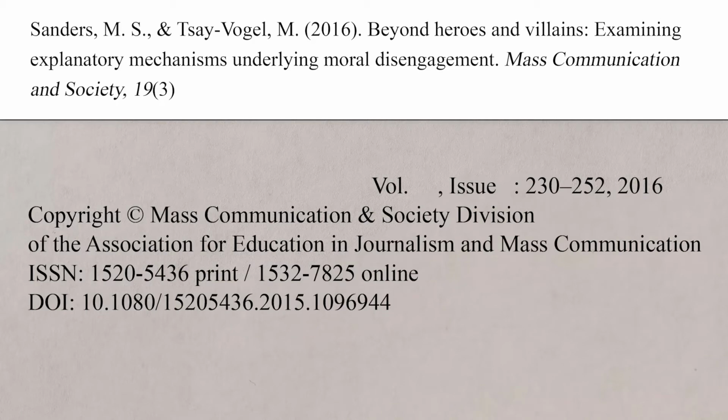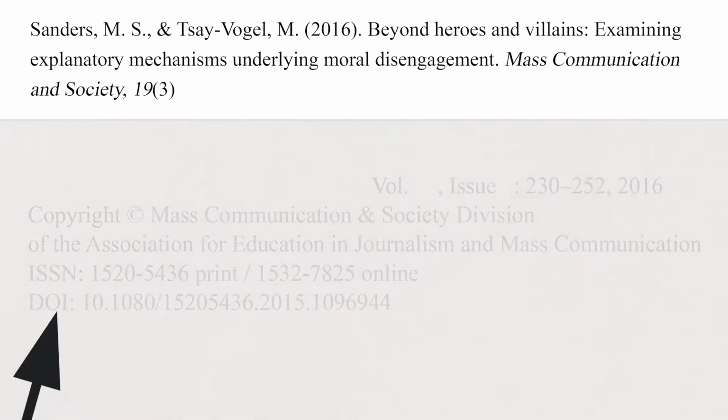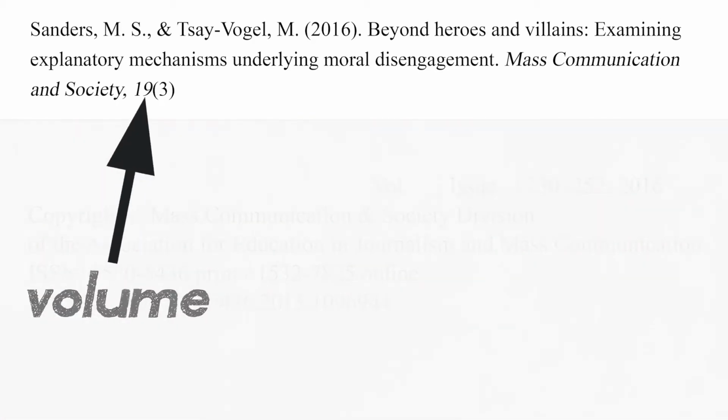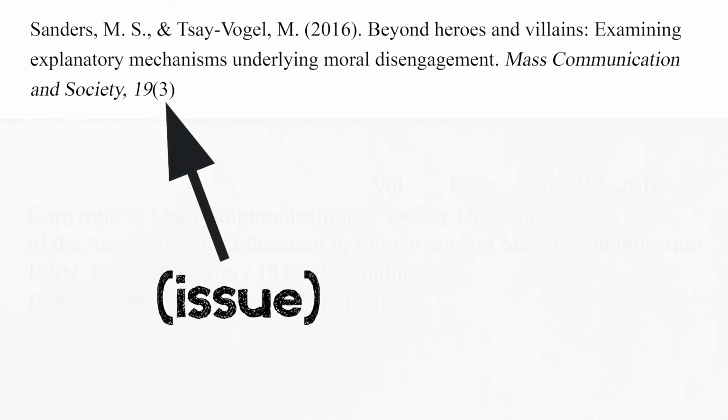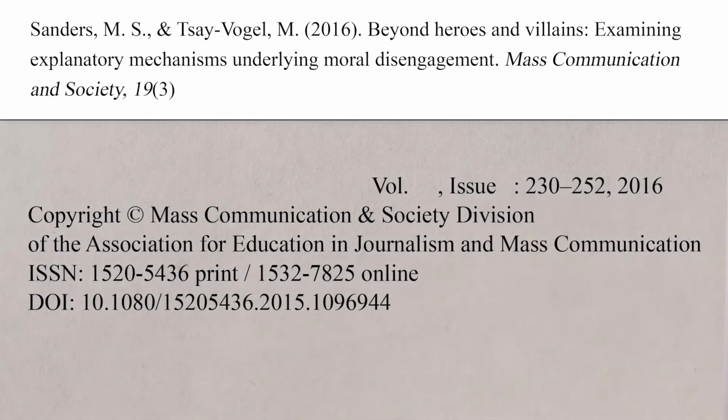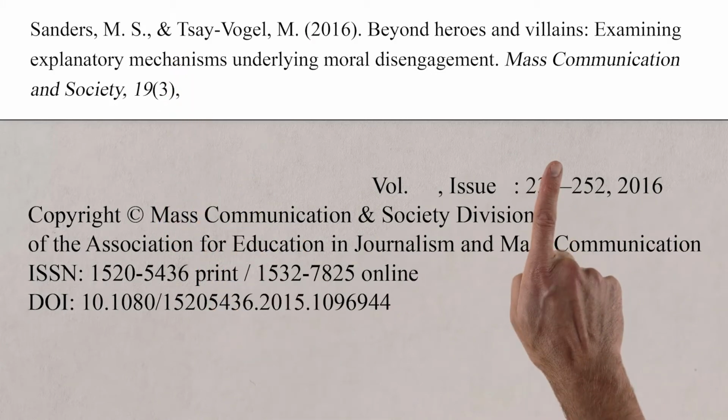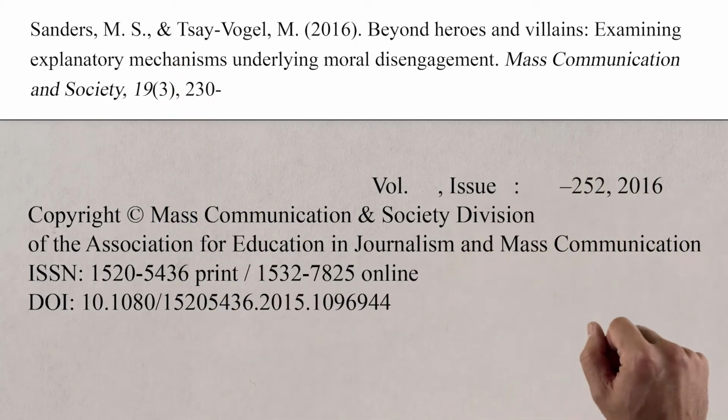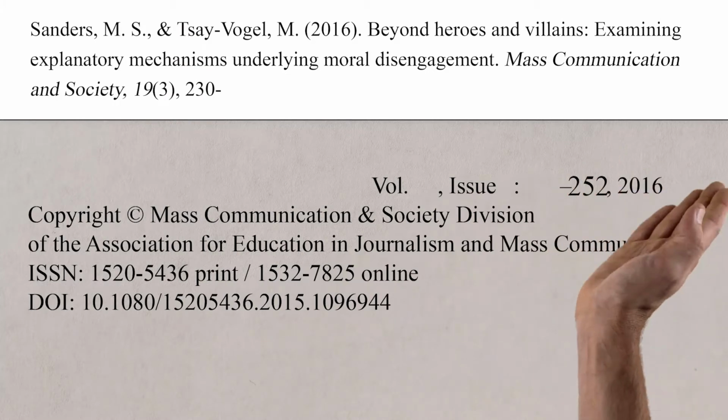This is how it's supposed to be. It's a code. The italicized number is always the volume. The number in parentheses is always the issue. After the issue number comes a comma, a space, and the page range. Start page, 230, hyphen, end page, 252.